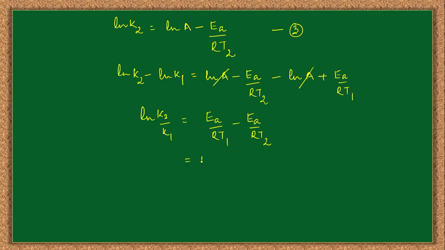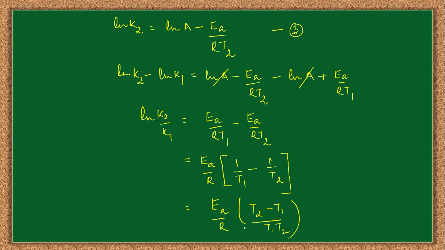Take EA by R common, we get 1 by T1 minus 1 by T2. Further solving this equation, we get EA by R into T2 minus T1 by T1 T2, and this is ln K2 by K1.